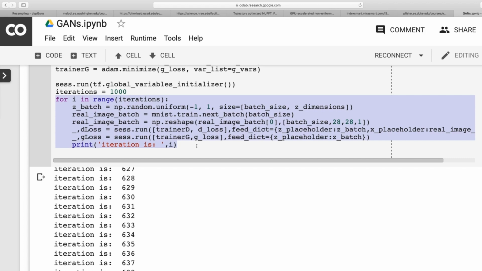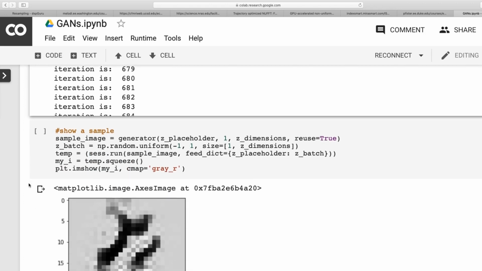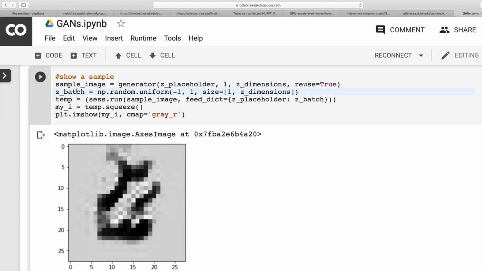Now that the training of both the generator and the discriminator is complete, we can take a look at one of the sample images that the generator has made. Remember that the generator has to give us fake images that are pretty similar to the real images, or actual images, that we have in the dataset.